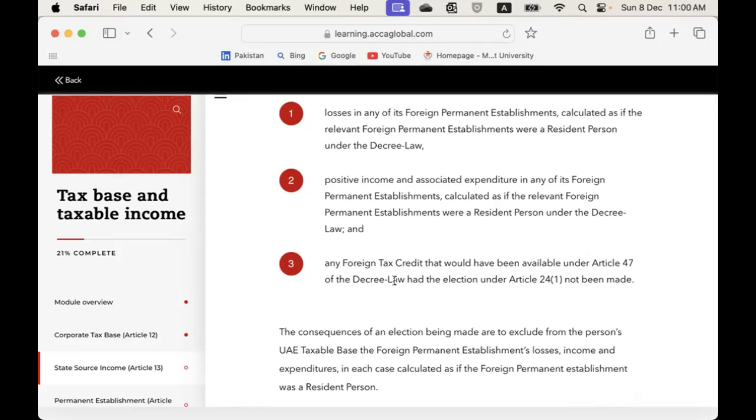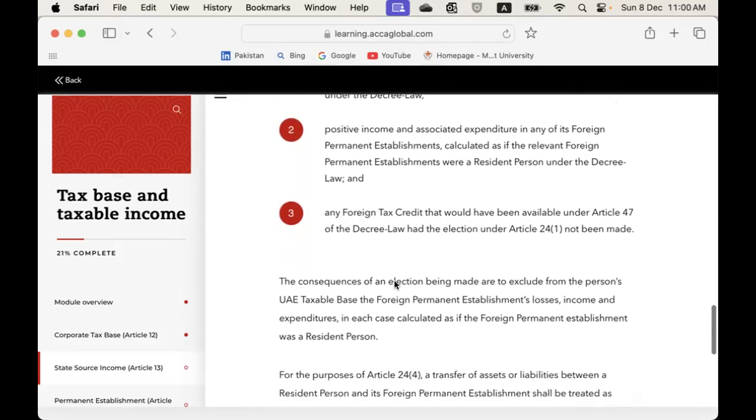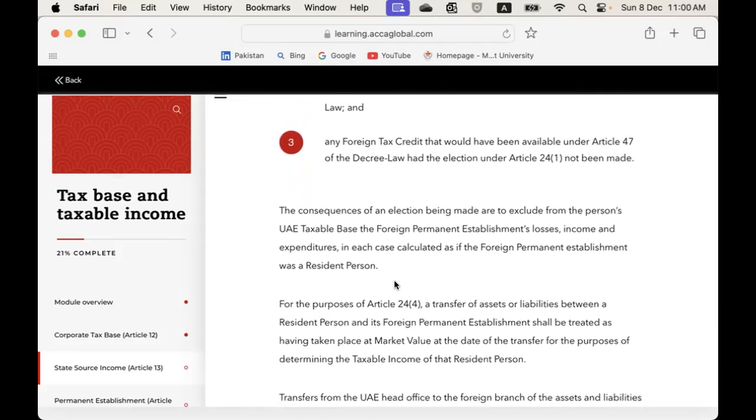Whichever gives you a better position, choose that option. That is called tax strategy, thinking on strategic lines. So very good answer, Haya.